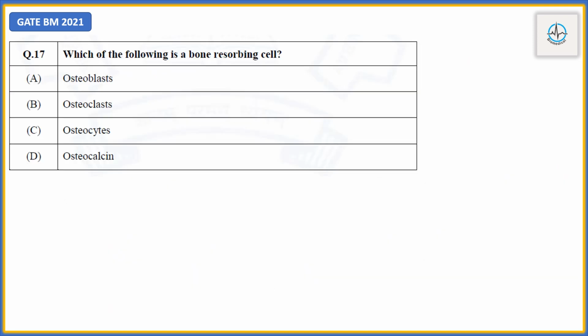The next question is, which of the following is a bone resorbing cell? Let's first check the literal meaning of resorption. Resorption means breaking down something and it being absorbed by something else. So the first option, osteoblast. Osteoblasts are the cells that form new bone. So there is no breaking down or absorption happening in the osteoblast.